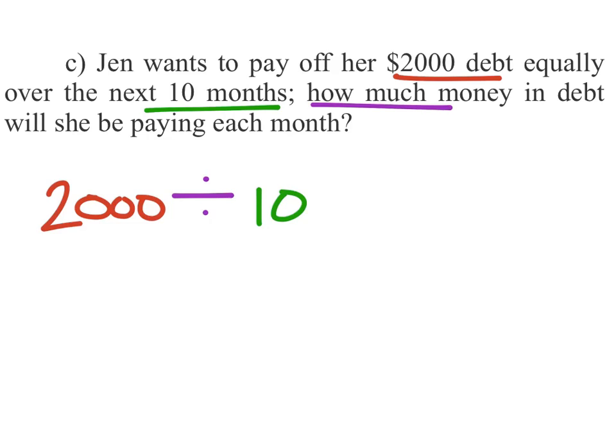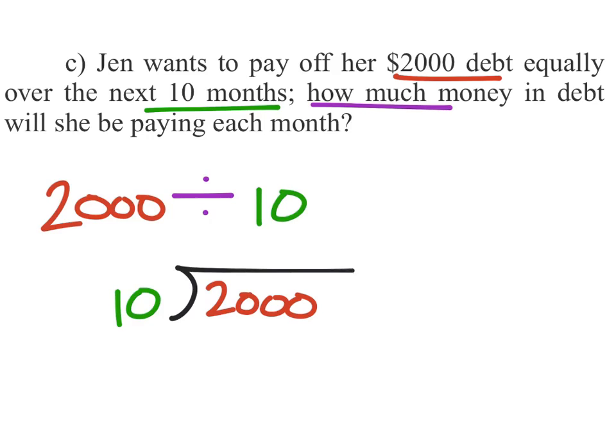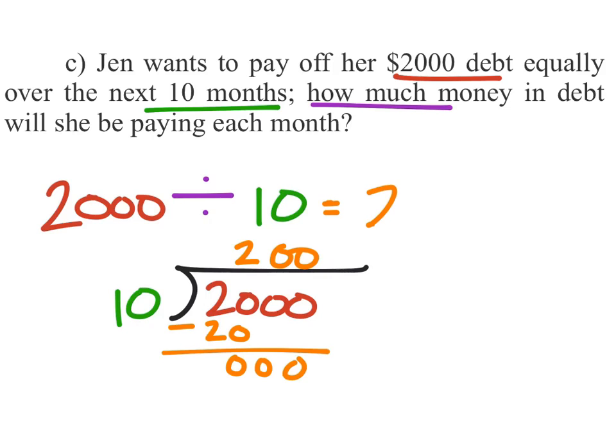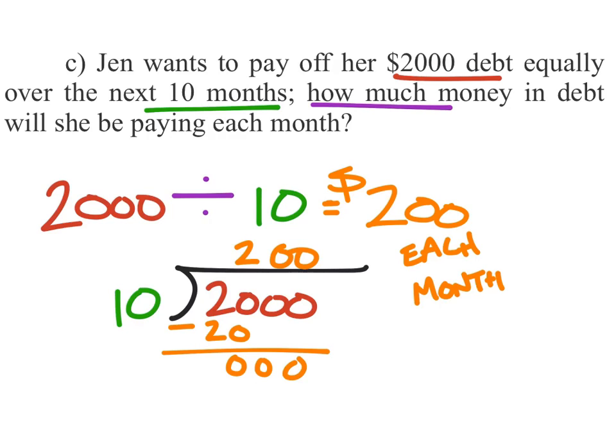So when we divide this, right, we got long division, which would be 2,000 divided by 10. Long division would look like this. And 10 will go into 20 2 times, so 2 times 10 is 20. And when we subtract this, we get zeros for all of the other remaining place values. So this ends up being $200 each month. So that would be our final answer right there, $200 each month.